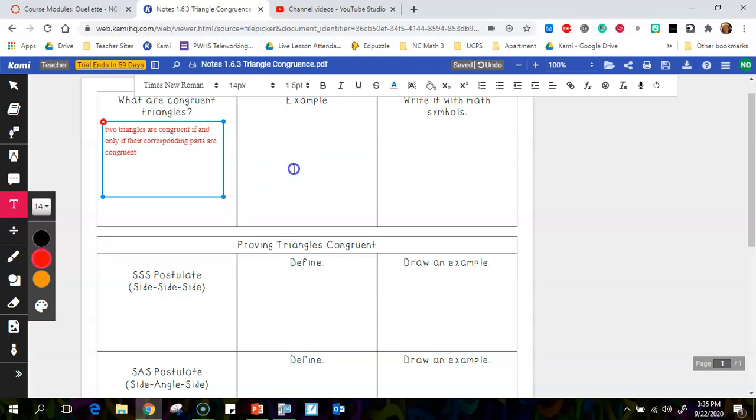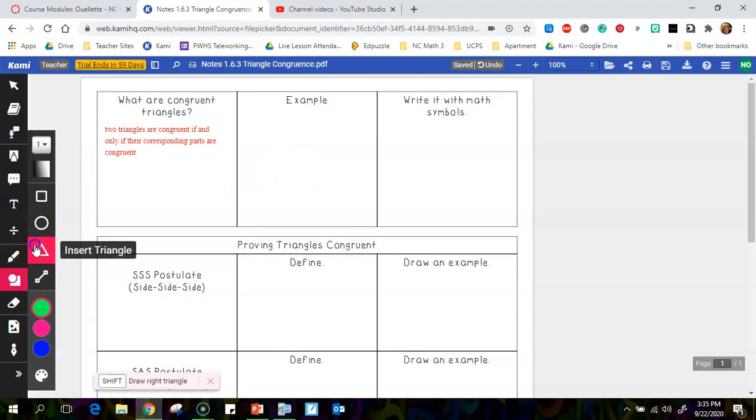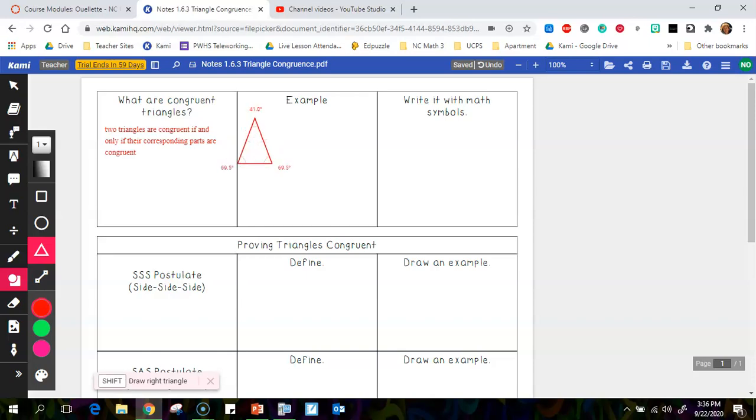Okay, and then they want us to draw an example. So I'm going to go get my shape tool and grab the triangle, and I'm going to do red again. And I'm just going to draw two triangles that are as close to the same size as I can get. And with the triangle tool, you can get it pretty close. So those are close. I think this one's bigger, but whatever. We're going to pretend that they're the same size.